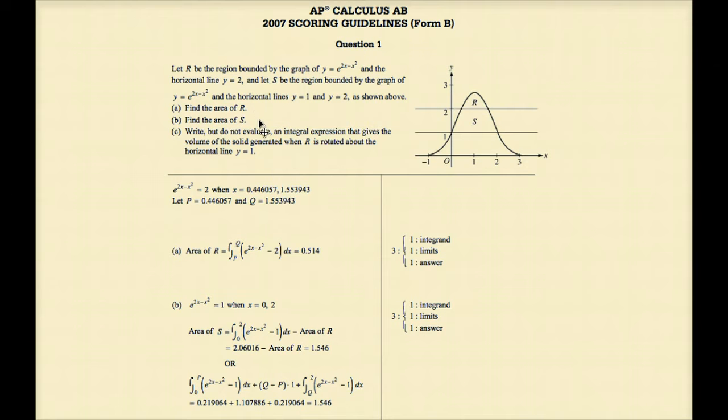Here are the scoring guidelines for that question. We did letters A and B, and here are the points assigned for those two parts. For letter A, 1 point was given for the setup of the integrand, 1 point was given for limits, those are the endpoints of integration, and how we found them, and then a third point was given for the correct answer. For letter B, 1 point, again, for the setup of the integrand. Notice they subtract off the area of R. Another point for the limits of integration, which are 0 to 2, and then a third point for the correct answer. Here's an alternate method of finding that answer.